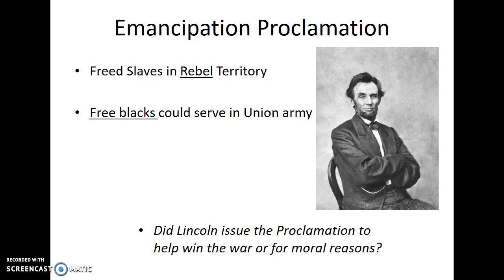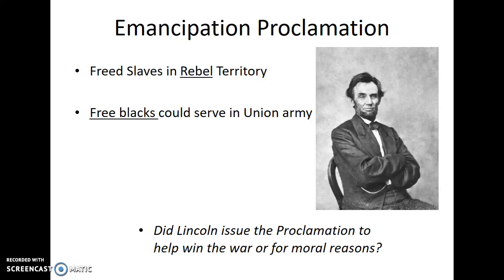It's a little more complicated than people think. It did free slaves, but it did it in a complicated way. First of all, it only freed slaves in rebel territory, so states that had left the Union. On top of that, it goes a step further, and in the North, it allowed free blacks to serve in the Union Army. They were still in their own separate units, and a lot of the white soldiers were still against this.